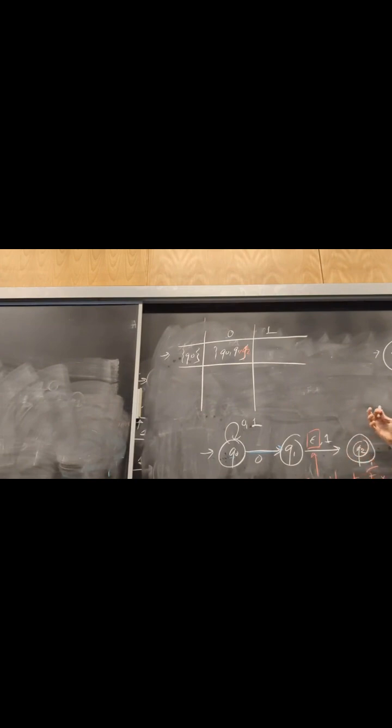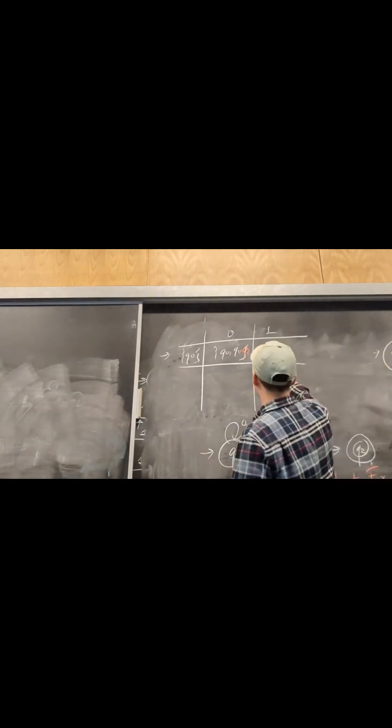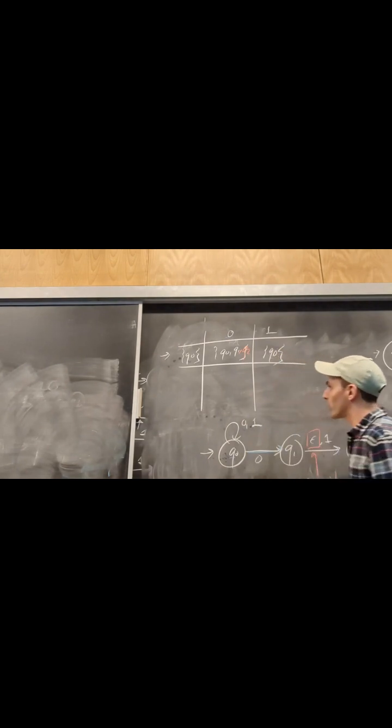Where can I go when I read a 1? Anyone want to help me? Q0. Yes, very good. Excellent. I can go to Q0. So what does that mean in terms of my actual machine, in terms of my DFA? Well, when I'm reading a 1, I just go back to myself. And when I'm reading a 0, I go to a new state. That new state is Q0, Q1, Q2.